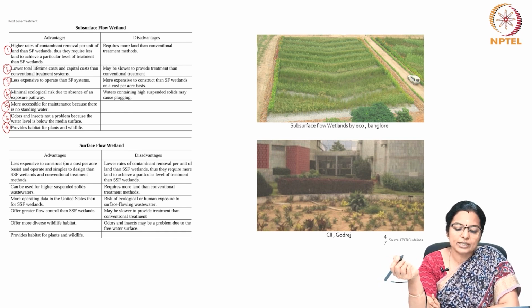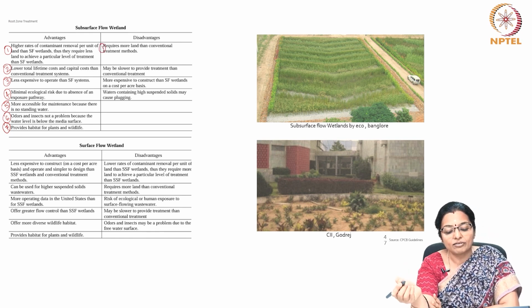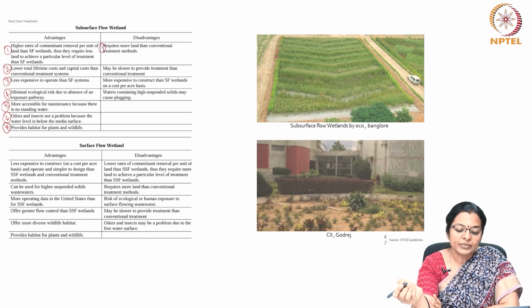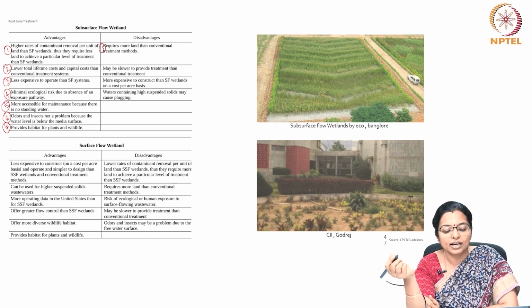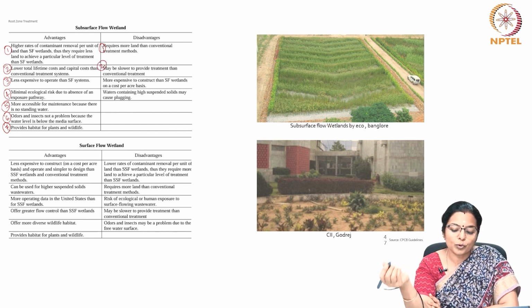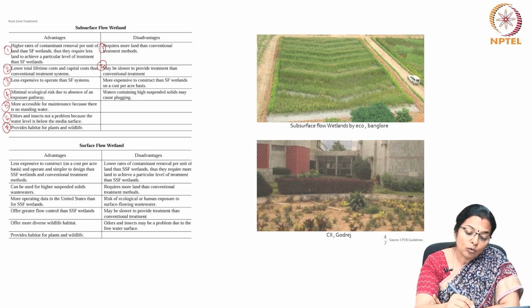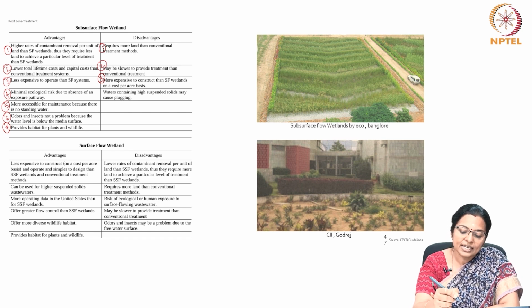However, they have disadvantages because it requires more land than conventional treatment methods. So, the subsurface flow wetland requires more land than the conventional treatment methods. They may be slower to provide treatment than the conventional treatment. They are more expensive to construct than the surface flow wetlands on a cost per acre basis. Water containing high suspended solid may cause plugging.